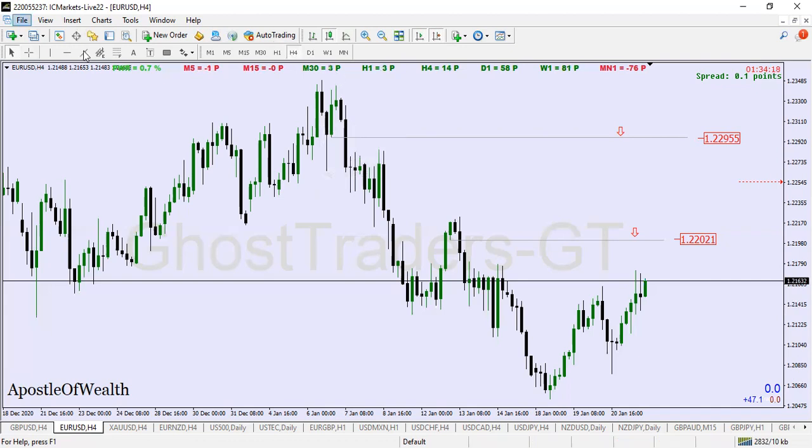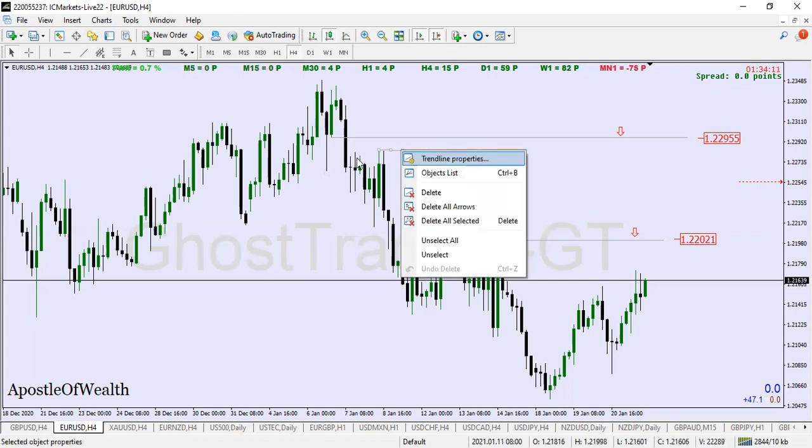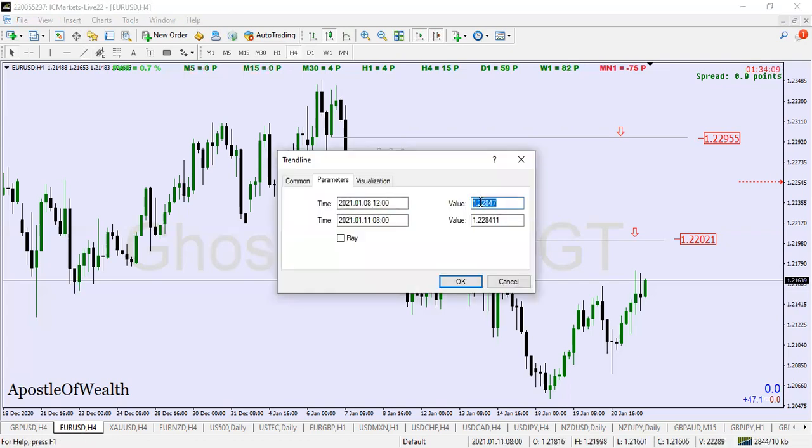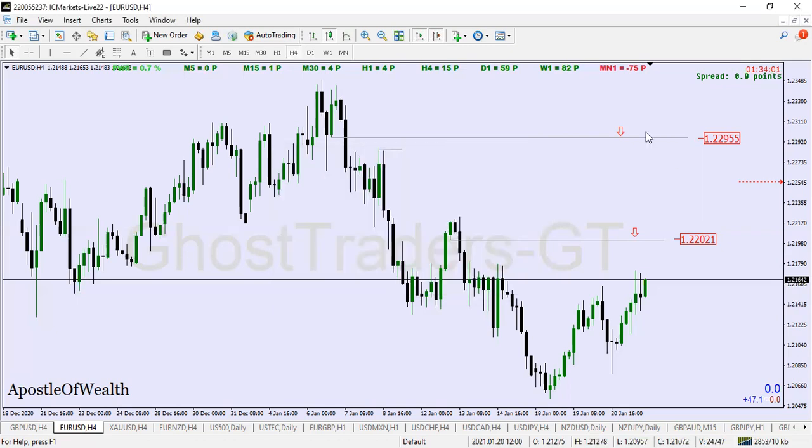Same thing happens here. Okay, let me put this. You're just gonna put your sell limit here, and then you're gonna make sure that you put your stop loss somewhere here.